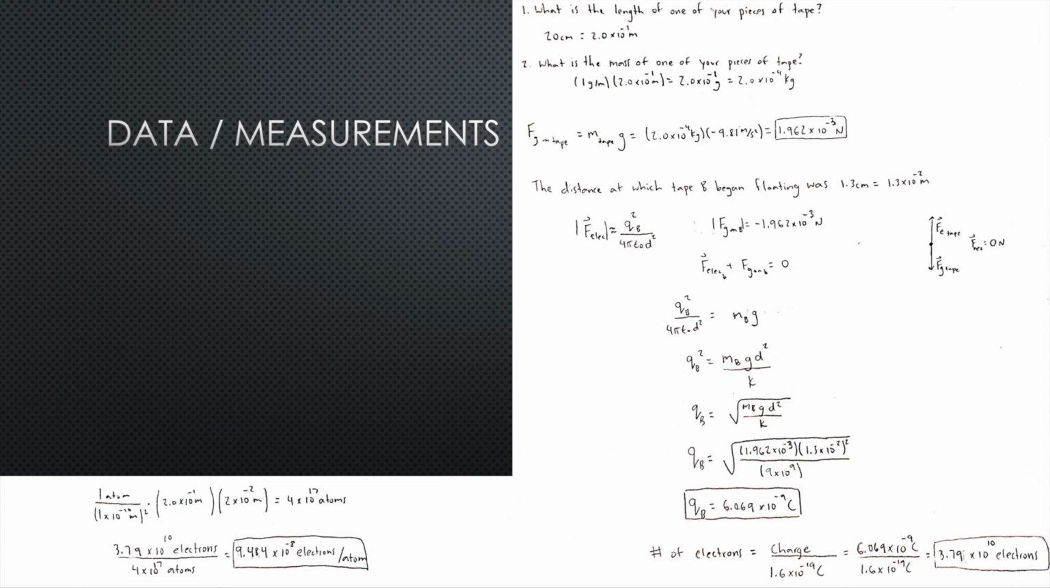And then I found the number of electrons to be equal to the charge on the tape divided by the charge of an electron, which was 3.79 times 10 to the 10 electrons. And then I used that number to try and find the number of electrons per atom. There's a lot of assumptions involved in this, such as the surface area of the tape having evenly distributed atoms, and that the atoms are cubes. I assume that they're cubes in this, but they're not, they're spheres. And anyway, I found it to be 9.484 times 10 to the negative 8 electrons per atom.